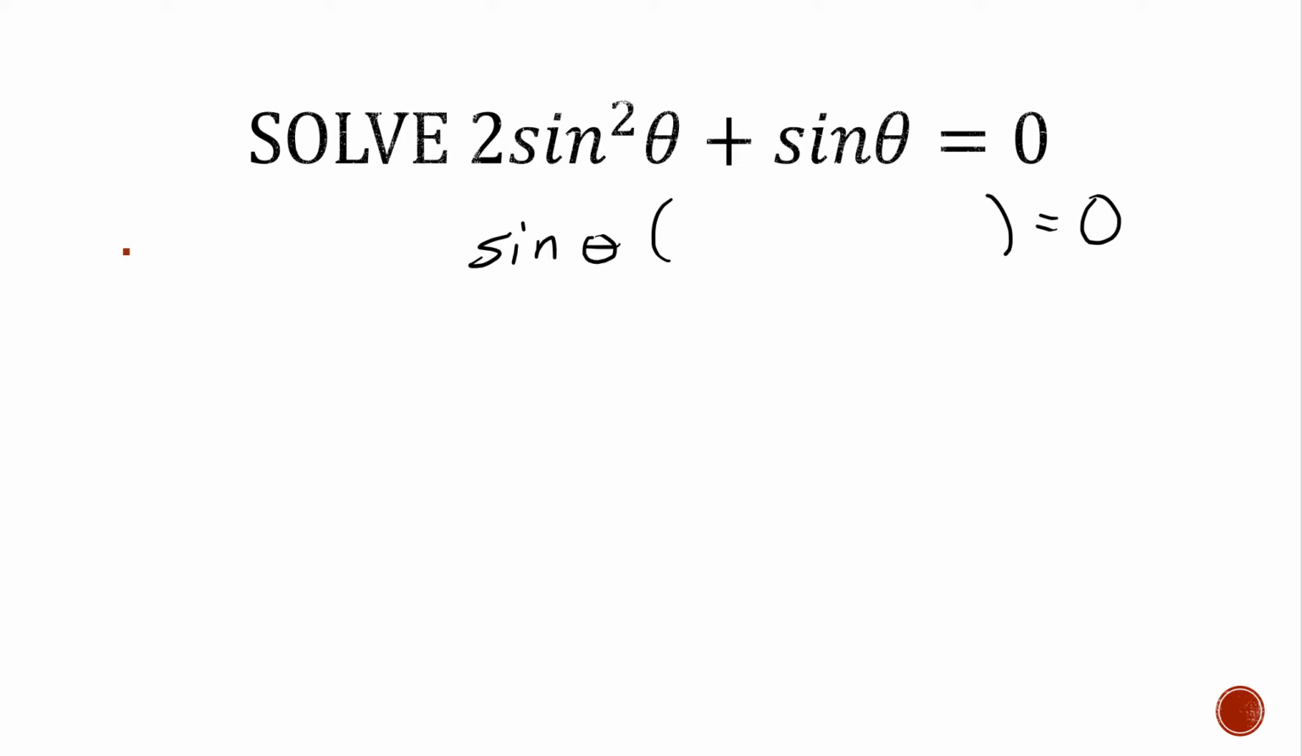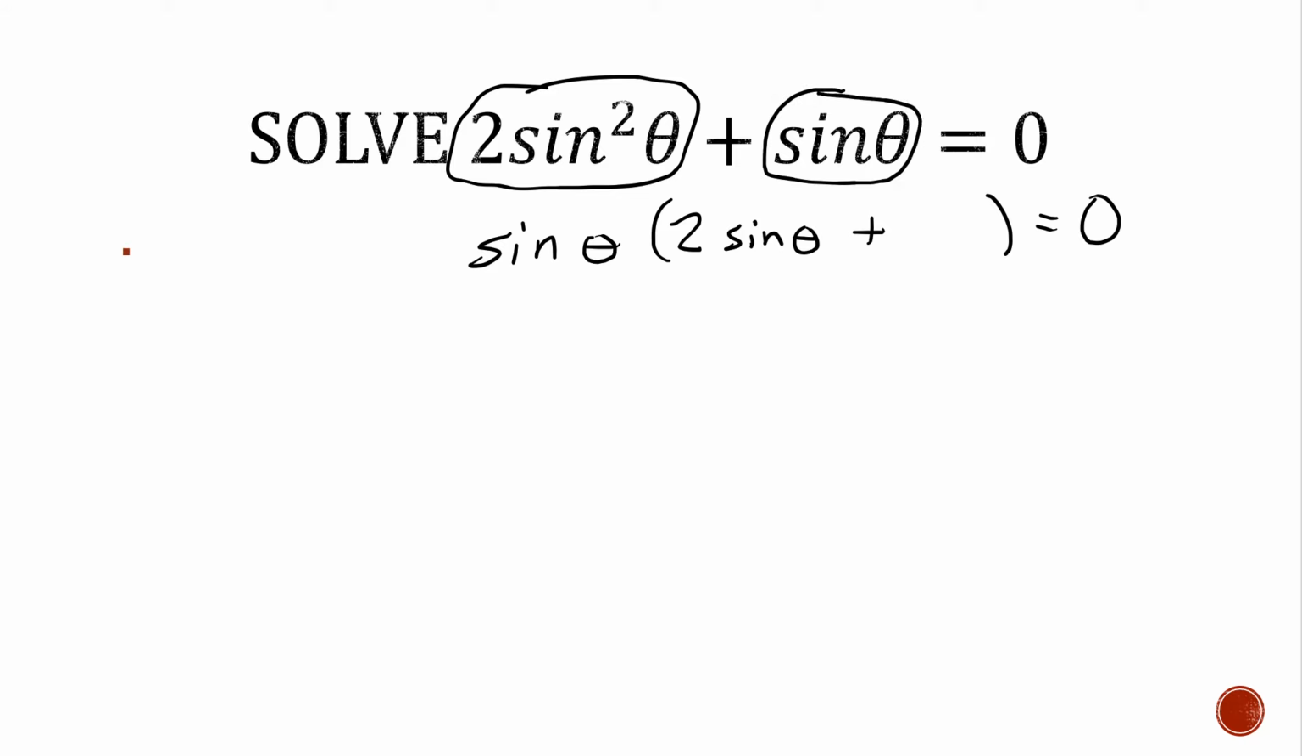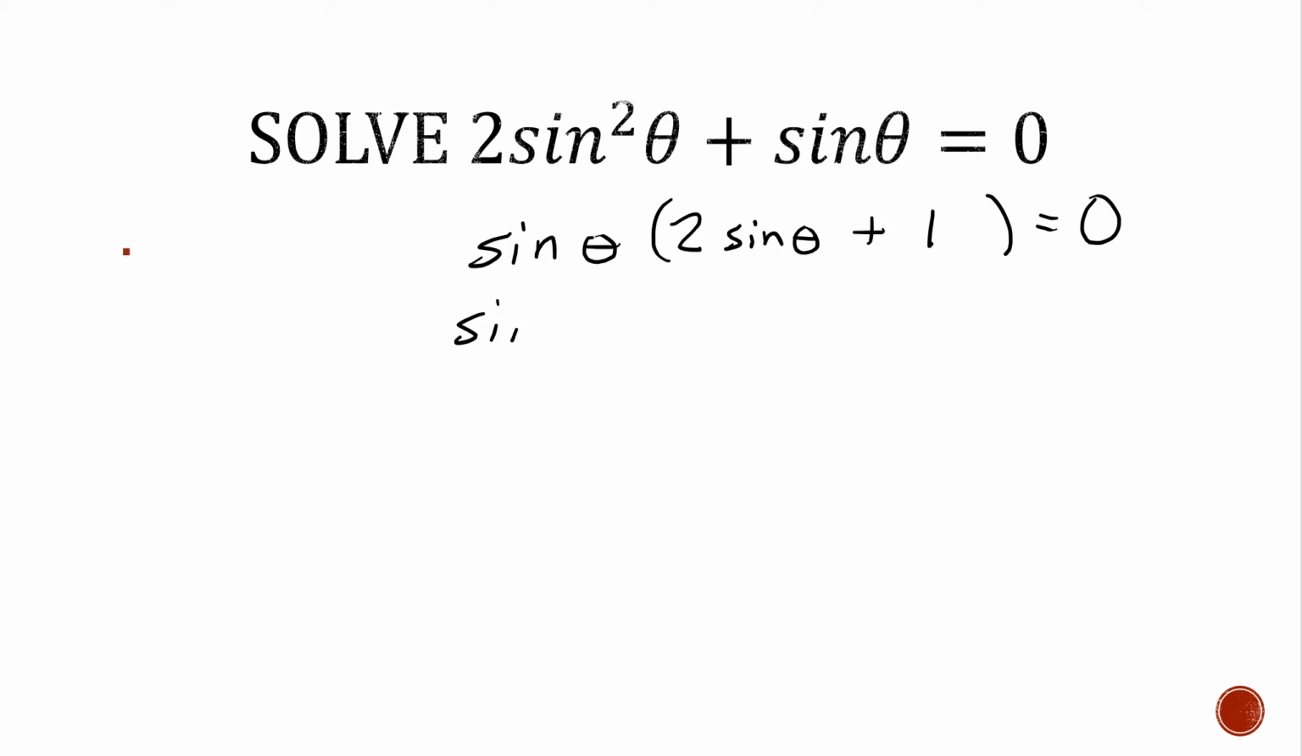So I'm going to ask myself, if I look at this term and I take a sine out, it's going to leave me a 2 and it's going to leave me another sine because there were 2 of them to begin with. And if I look at this term and take a sine out, it's just going to leave me a 1. Now we're going to set each term equal to 0. So we have sine theta is equal to 0. That's the first term. And then 2 sine theta plus 1 is equal to 0. That'll be the second one.